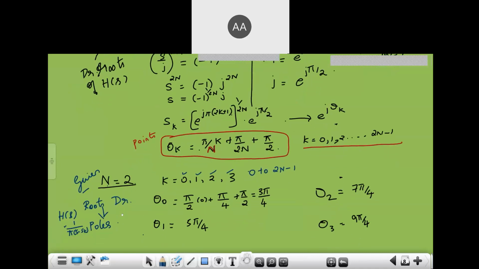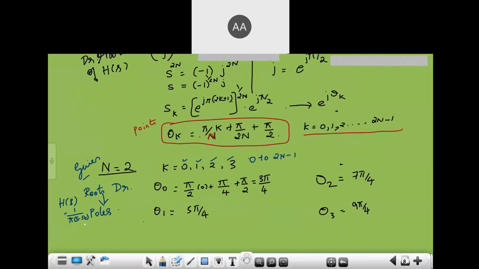Are you getting what I'm telling? It will be of this form. All of you can have a look at this. This is how your h of s is going to look. Because for your Butterworth filter, the main characteristic is you will have a smooth pass band, so you will not have numerator term, zeros will not be there, only the poles of the system are present.